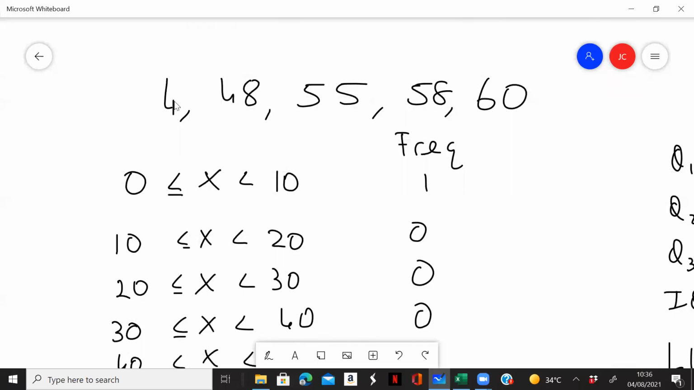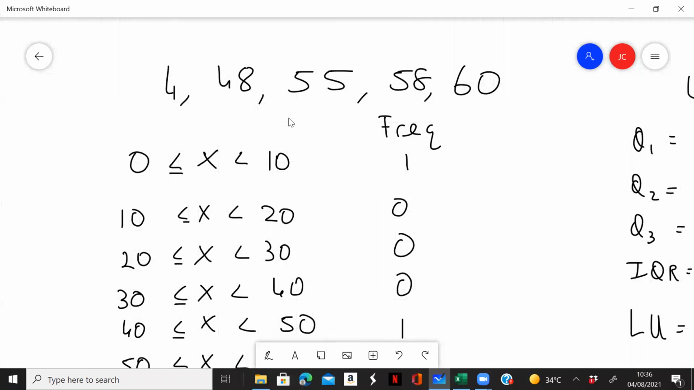So let's say I have these 5 marks, these are marks for an exam: 4, 48, 55, 58, 60. And we would like to construct a histogram, a histogram or a bar chart, which are similar but not the same. But let's say we're going to construct a histogram. And how to do it? What are we trying to achieve here? Well, basically, we are trying to come up with a picture that shows frequencies.